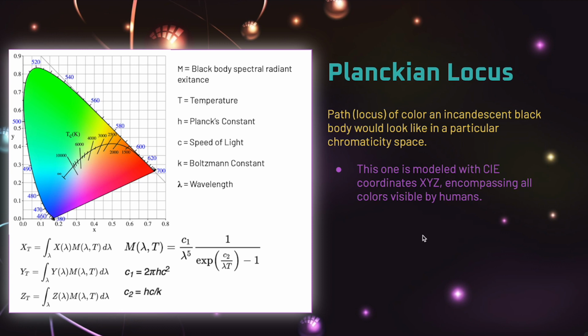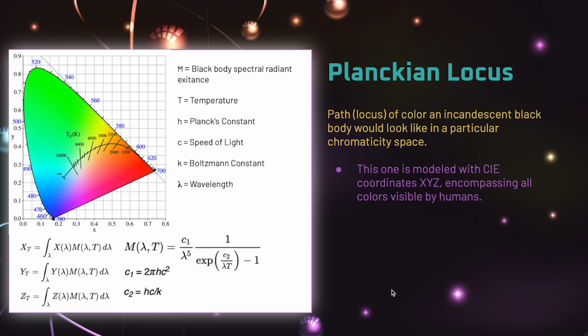And so for the XYZ coordinates of a specific blackbody, we use the integrals shown here, where M is the spectral radiant excitance, which can be calculated using almost exactly the same equation as the one that models the blackbody curve.